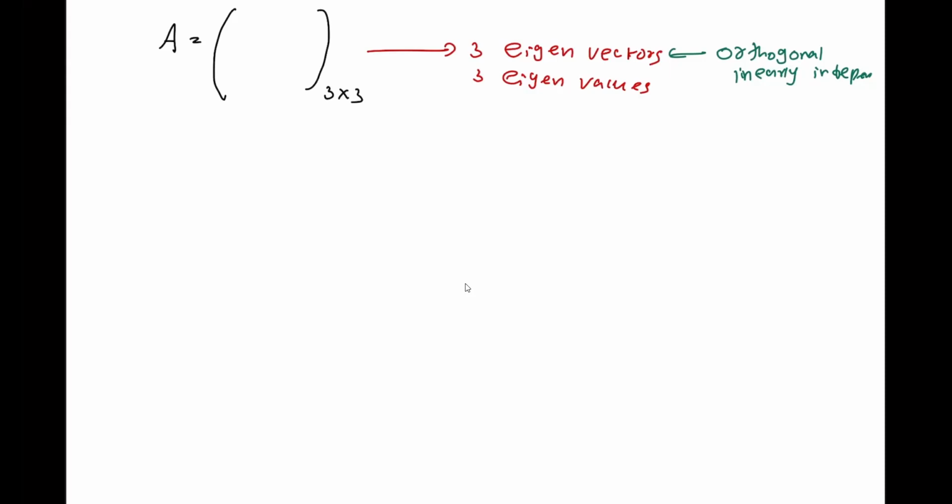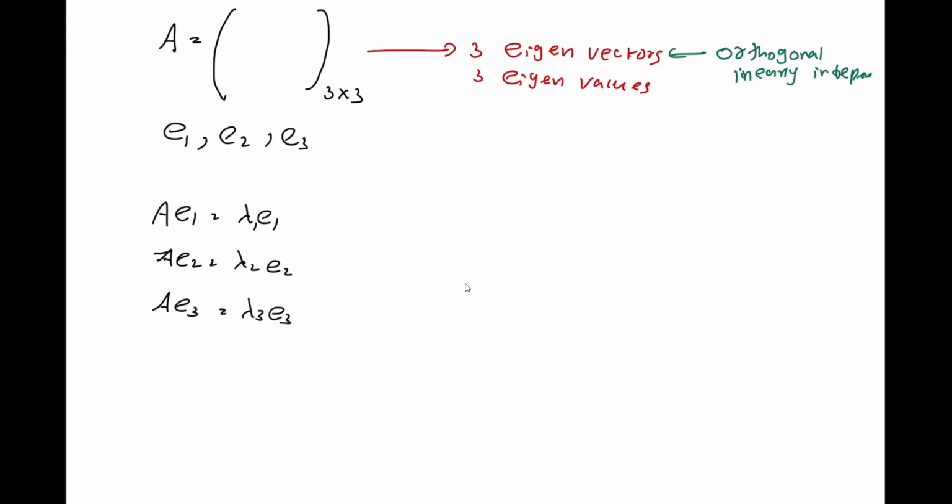So what you can do is, you have three eigenvectors and three eigenvalues. Let's say I denote these eigenvectors as E1, E2, and E3. So you have AE1 equals lambda 1 E1, AE2 equals lambda 2 E2, and AE3 equals lambda 3 E3.